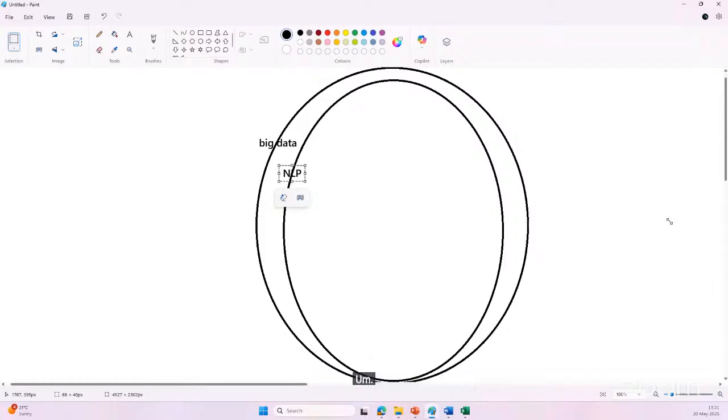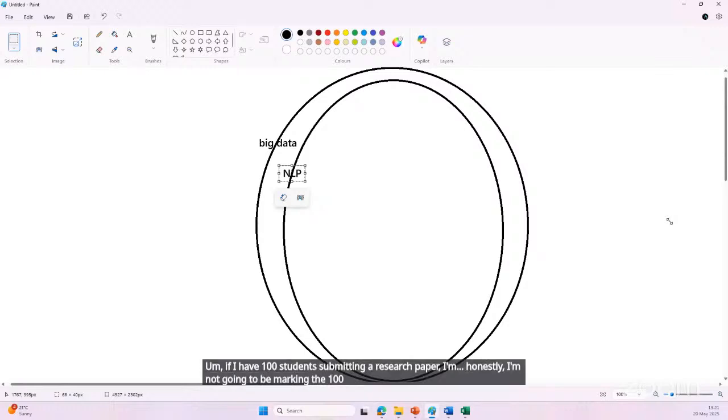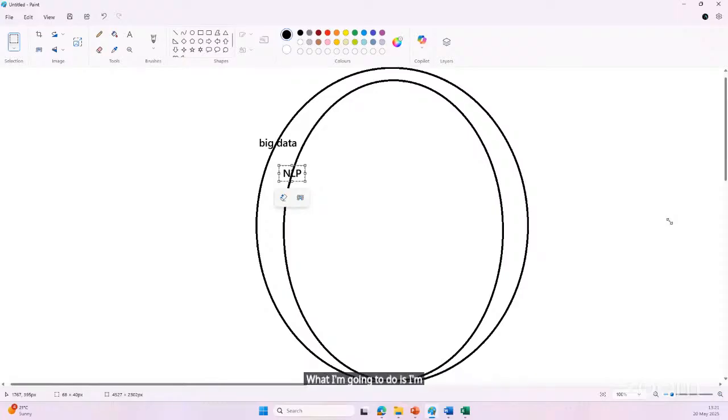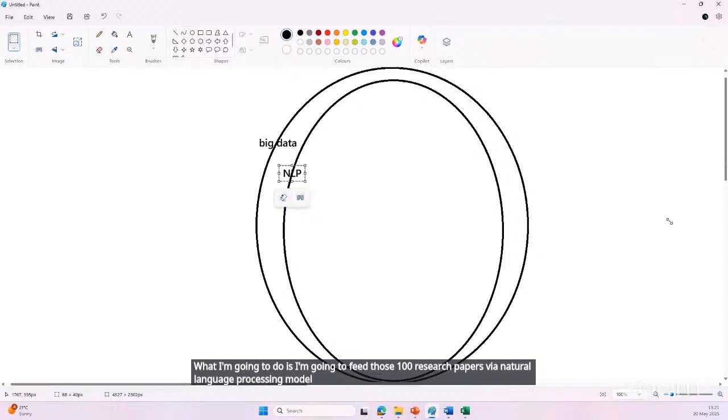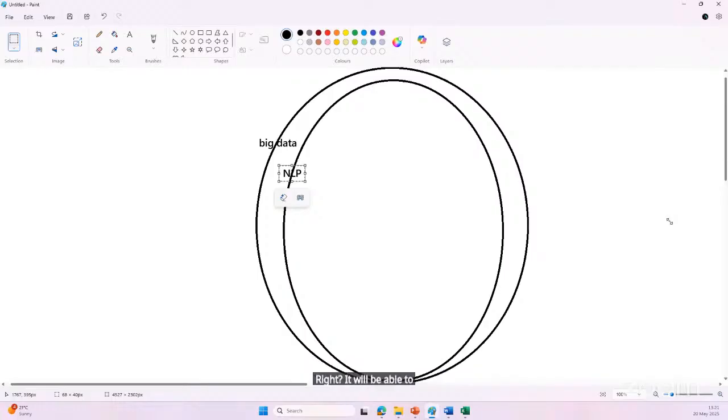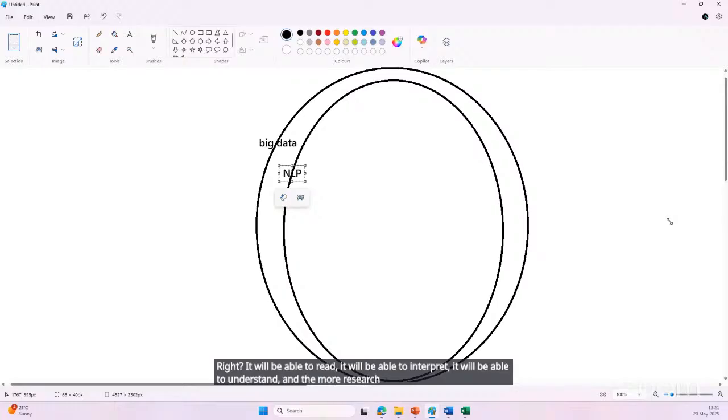if I have 100 students submitting a research paper, honestly, I'm not going to be marking the 100 students' research papers. What I'm going to do is feed those 100 research papers via a natural language processing model to an AI system, and the AI system is going to do the marking for me. Right? It will be able to read, interpret, and understand, and the more research papers it marks, the better it will become at marking research papers. So that's a great example of using natural language processing.